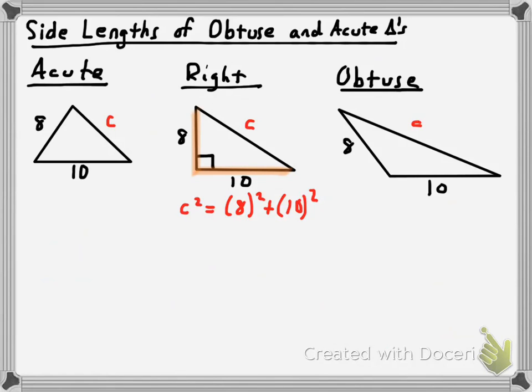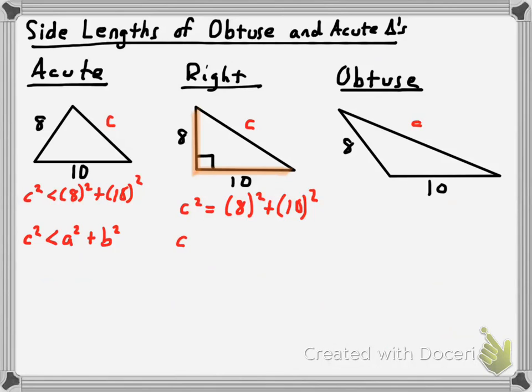Okay, so here, if c squared had to be equal to 8 squared plus 10 squared, but here I've made c smaller, that suddenly means that c squared has to be less than 8 squared plus 10 squared. Does that make sense? And so just in general, a triangle is acute whenever c squared, the longest side squared, is less than the sum of the squares of the 2 shorter sides of the triangle. Notice I didn't use hypotenuse or leg because that doesn't apply to an acute triangle.